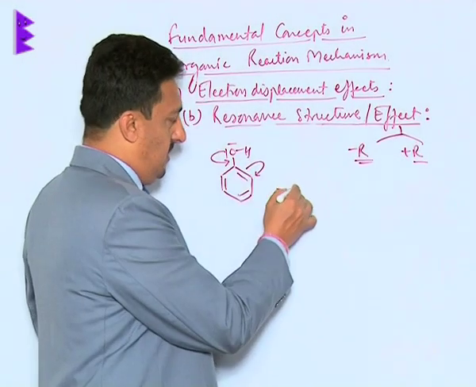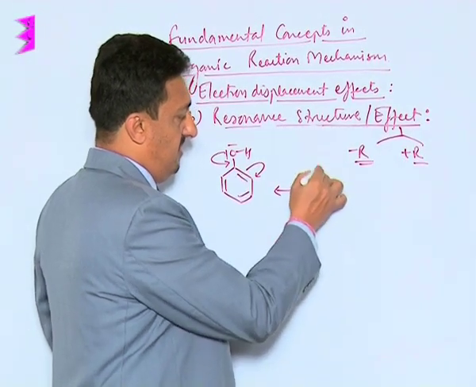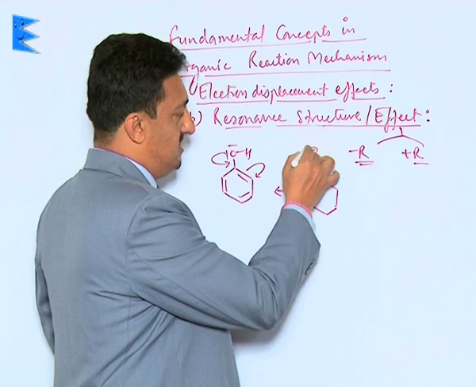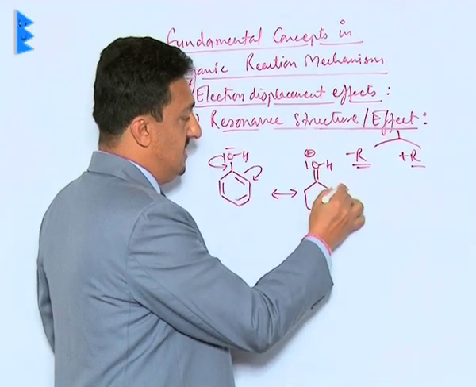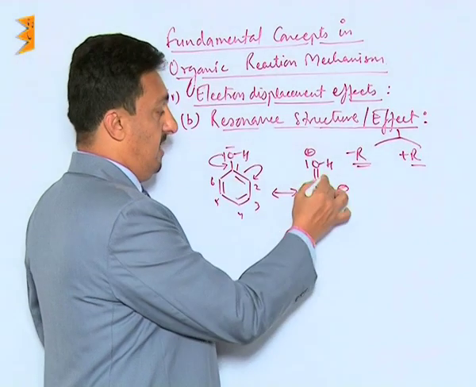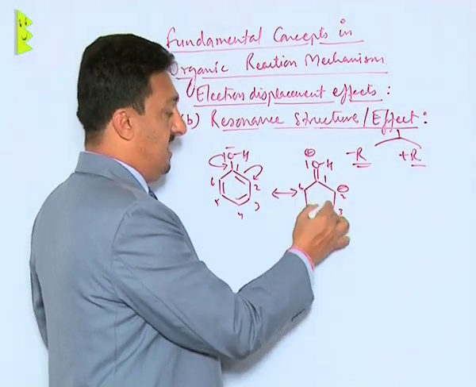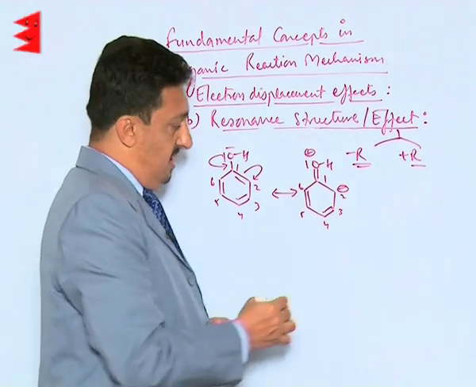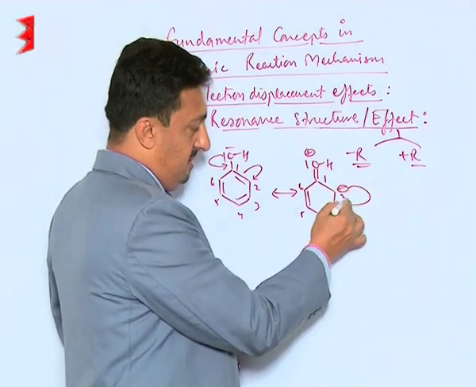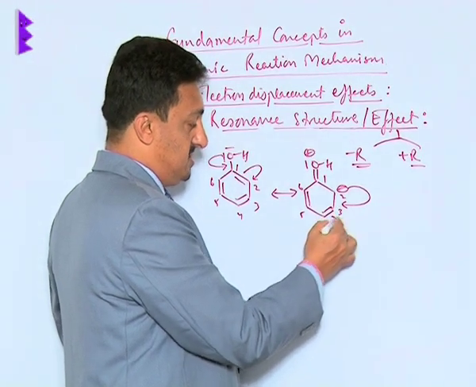So, what we acquire is this resonating structure in which oxygen becomes what? Positively charged, and carbon number 2 becomes negatively charged. Then the negative charge of carbon number 2, which is at the ortho position, shifts towards 3 and the pair shifts towards 4.